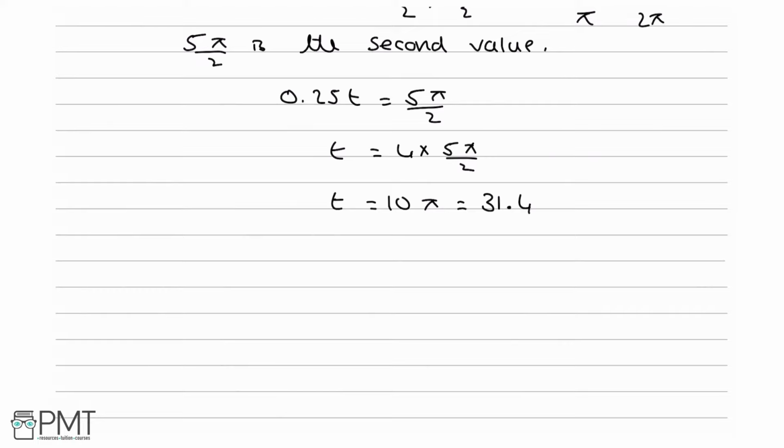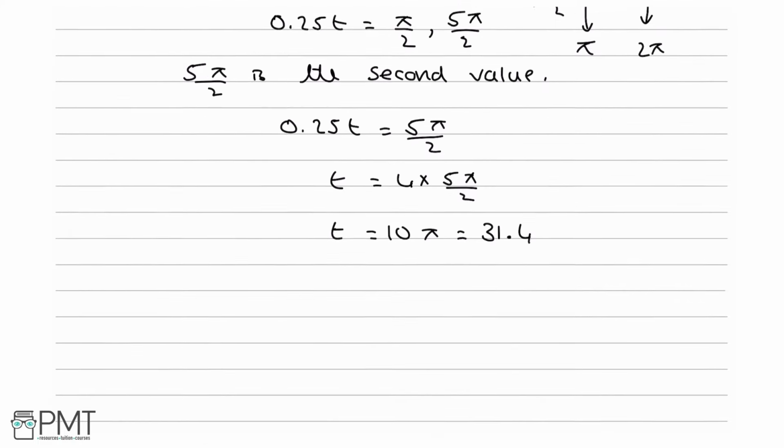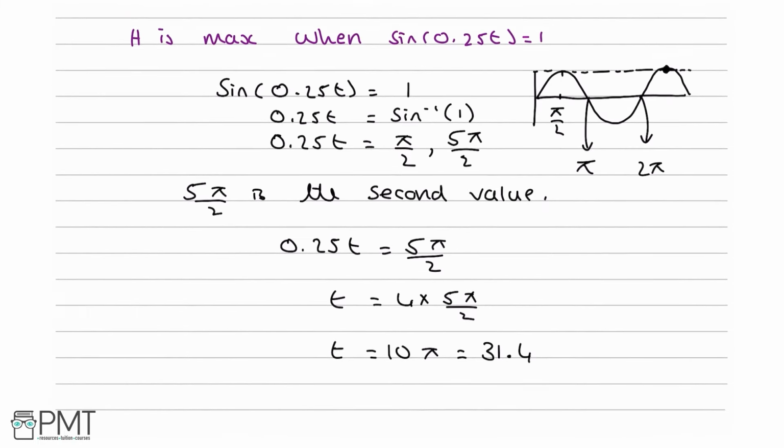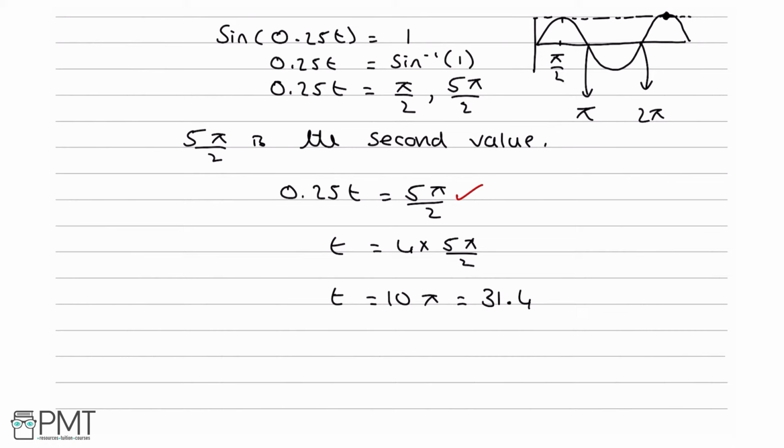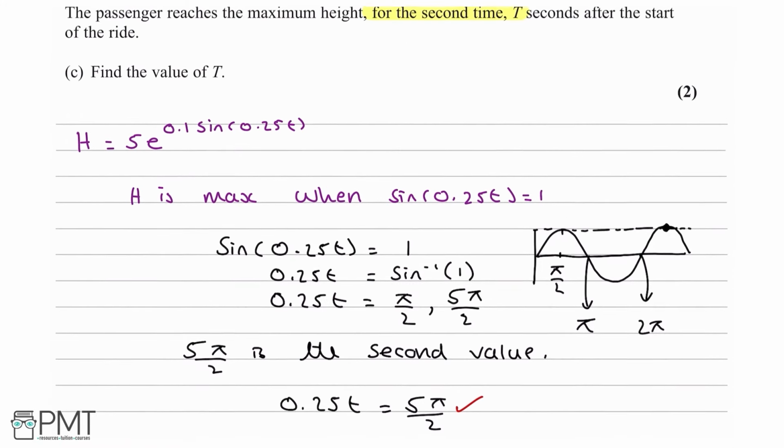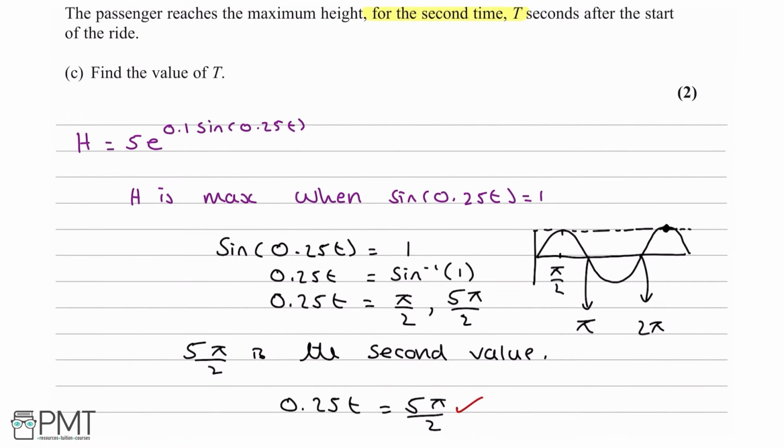Okay, and this question is worth 2 marks. Your first mark comes from doing the necessary working to know that 0.25t is 5 pi over 2, and your final mark comes from getting the correct answer of 31.4. Note you don't need the unit seconds, because the question just asks us to find the value of t. We are told it is t seconds, so if we give t as 31.4 seconds, it's going to be 31.4 seconds seconds, which doesn't make sense.